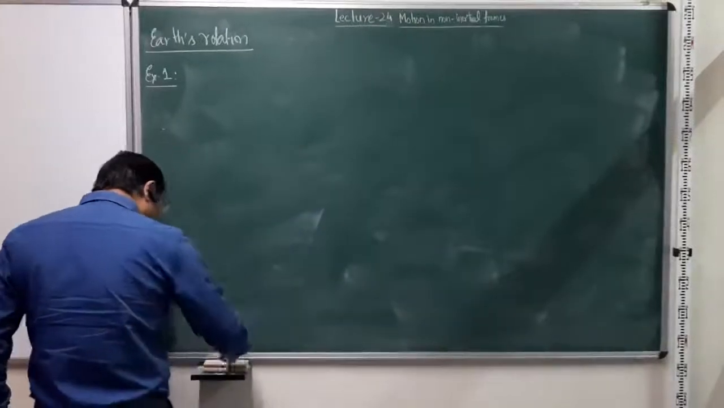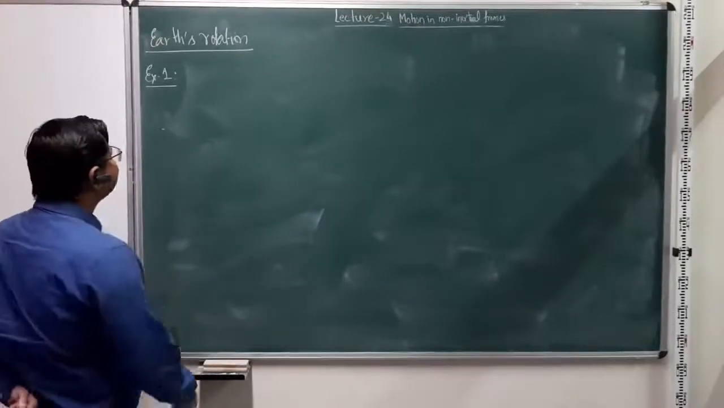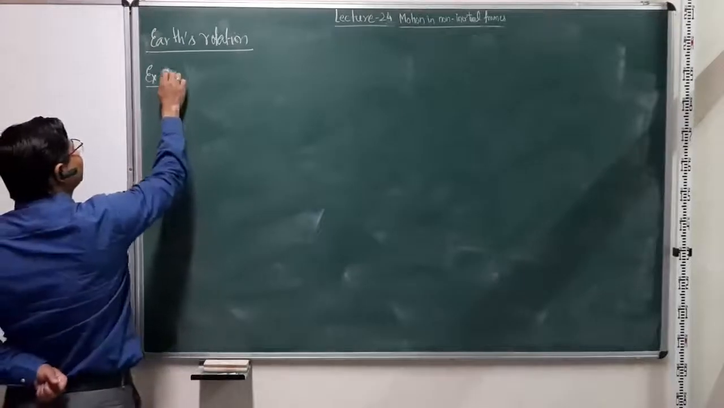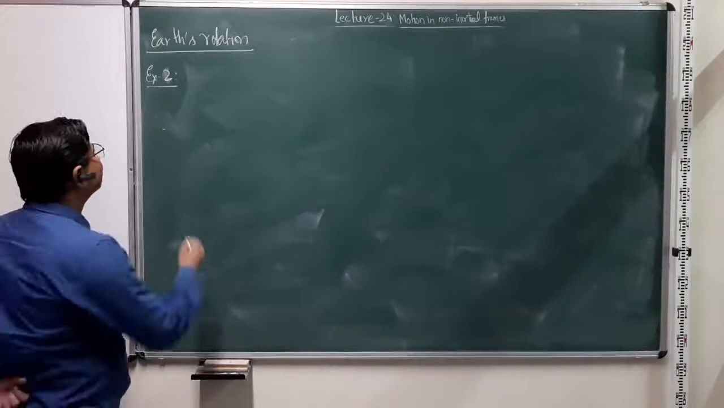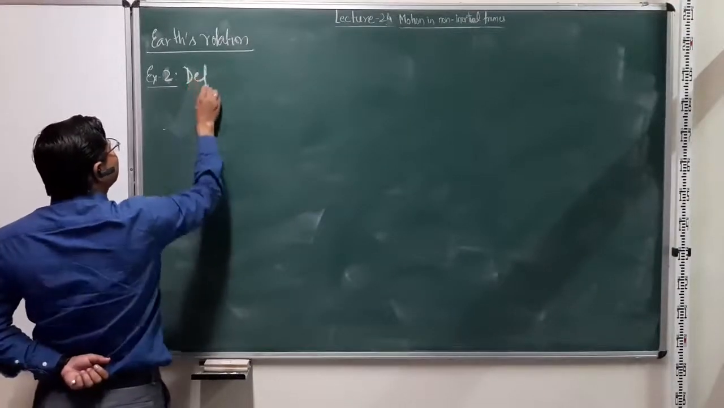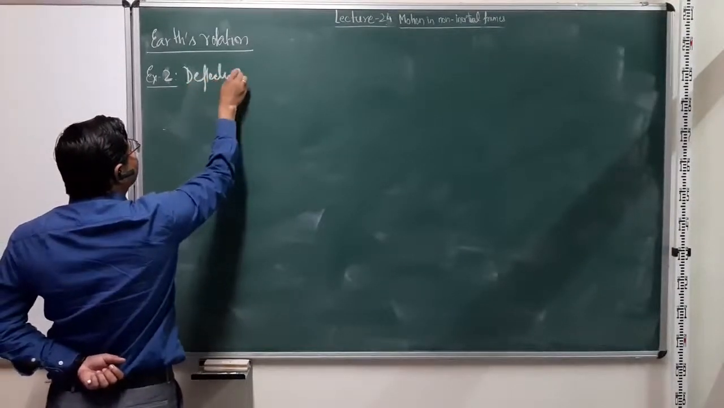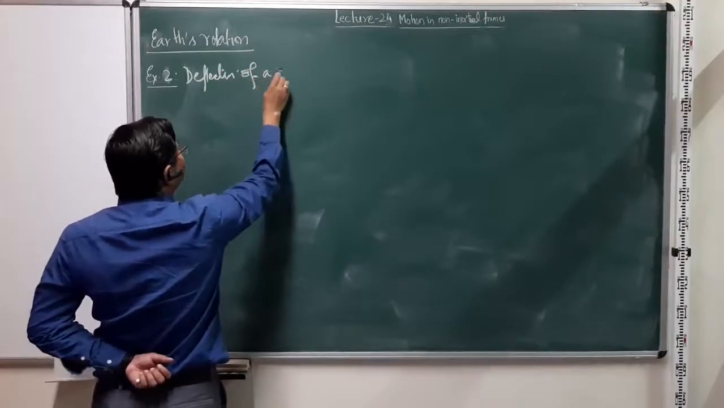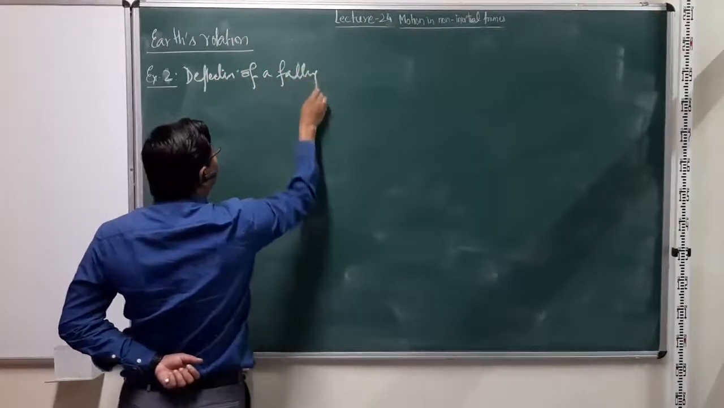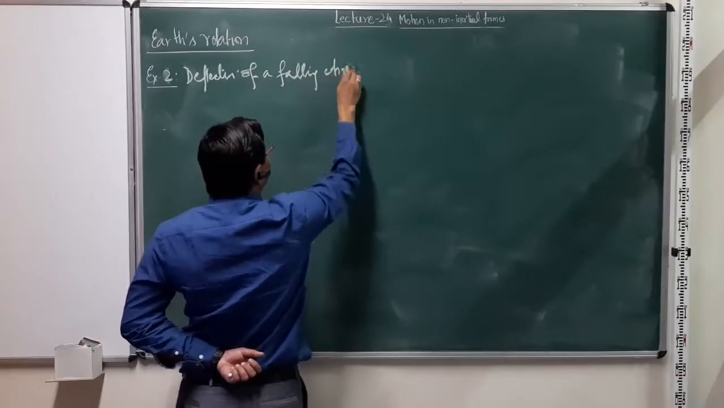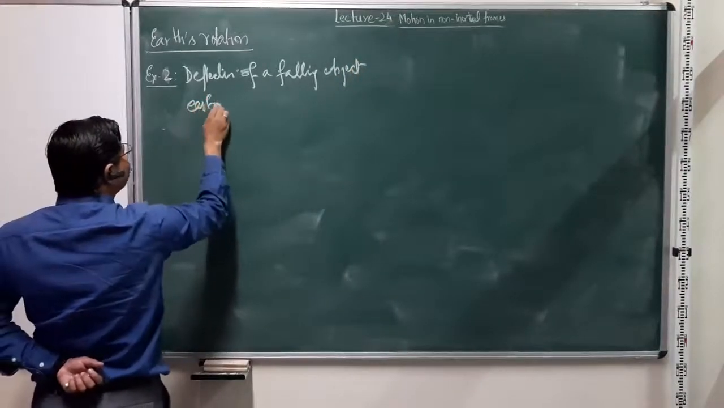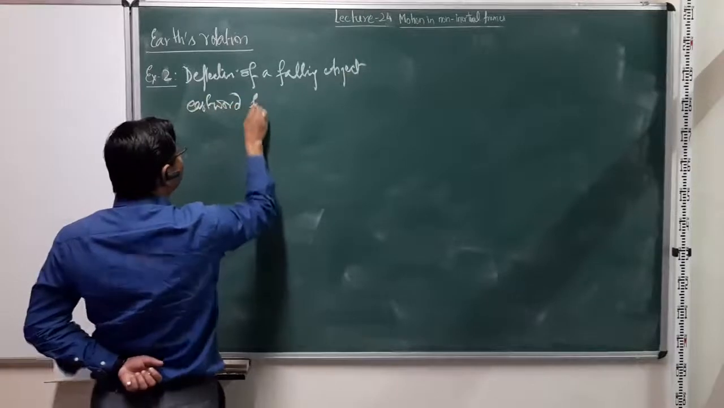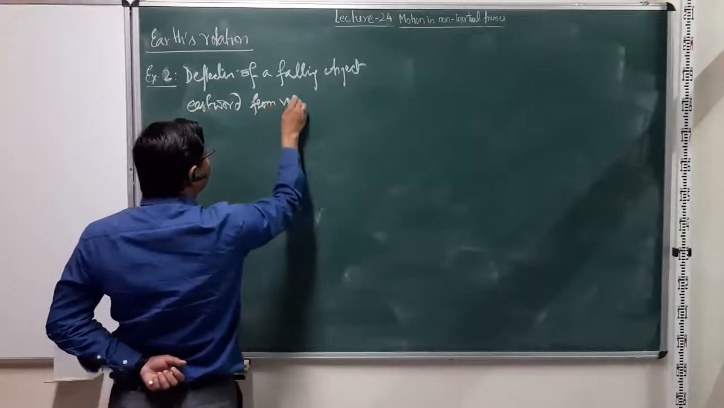Another interesting phenomenon that one observes on Earth, whose origin is again because of the rotation of the Earth, is the deflection of a falling object eastward from vertical.